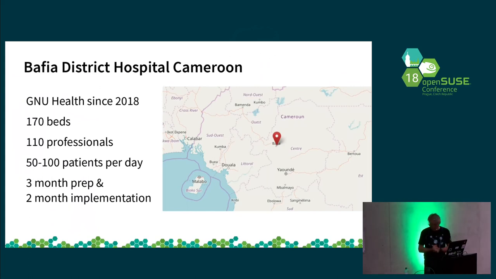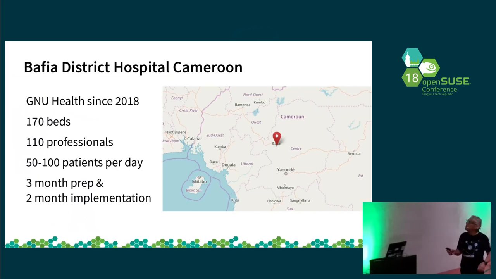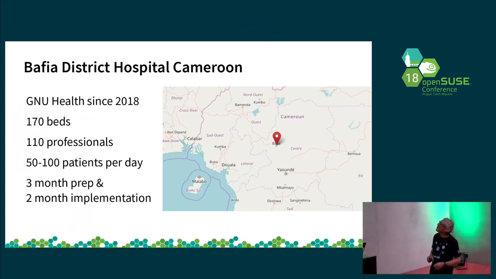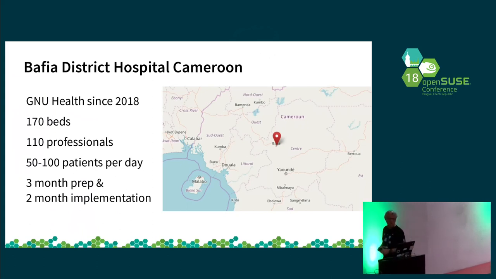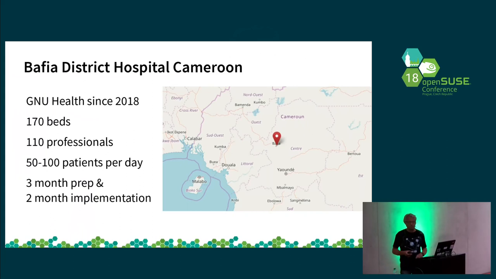Let's stay in Africa, Cameroon, the Bafia District Hospital. This is actually one of three projects that our GNU Solidario team member Armand is doing. So this is quite a large thing already. It has 170 beds, 110 doctors, and about 50 to 100 patients per day. They had around a 3-month preparation phase and then a 2-month implementation phase, by the way, on openSUSE as well.